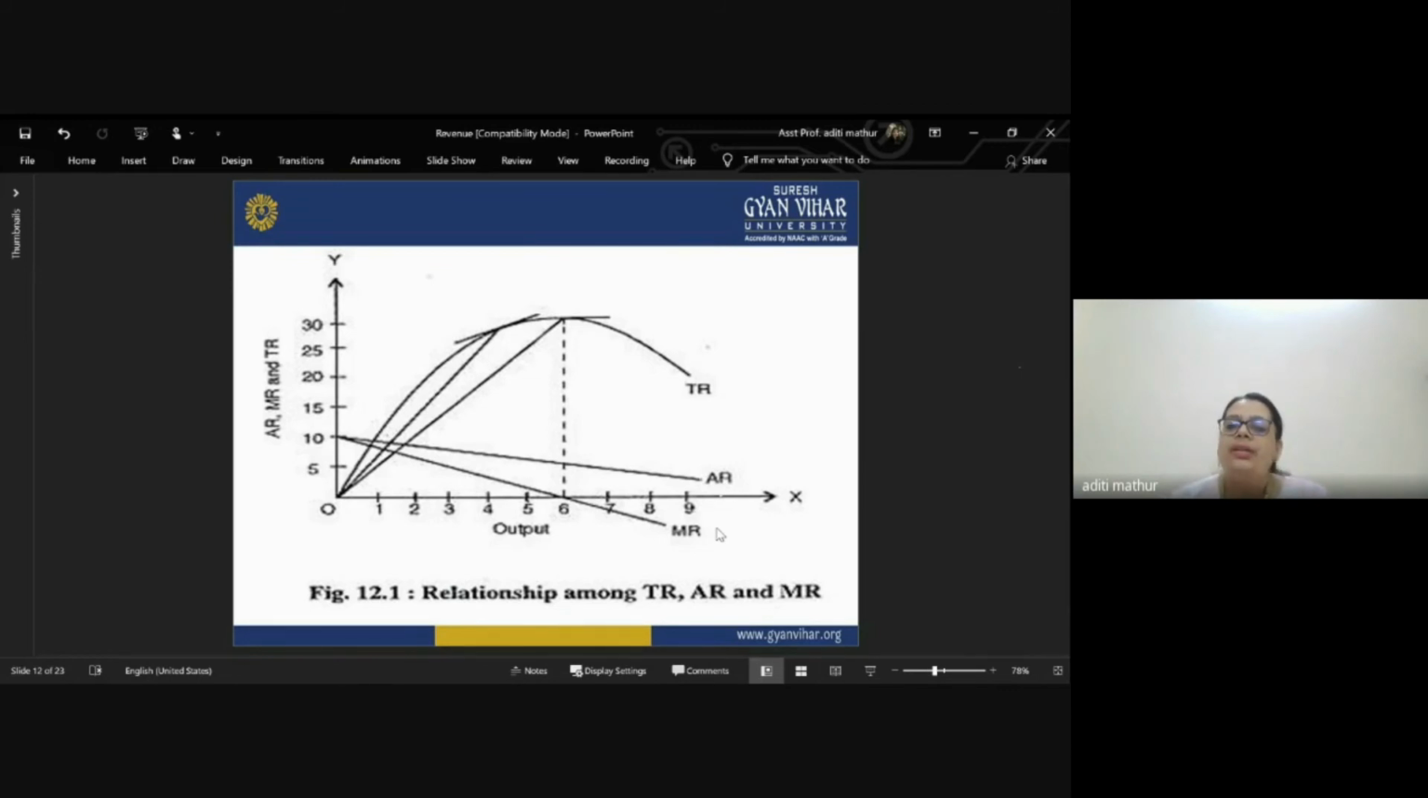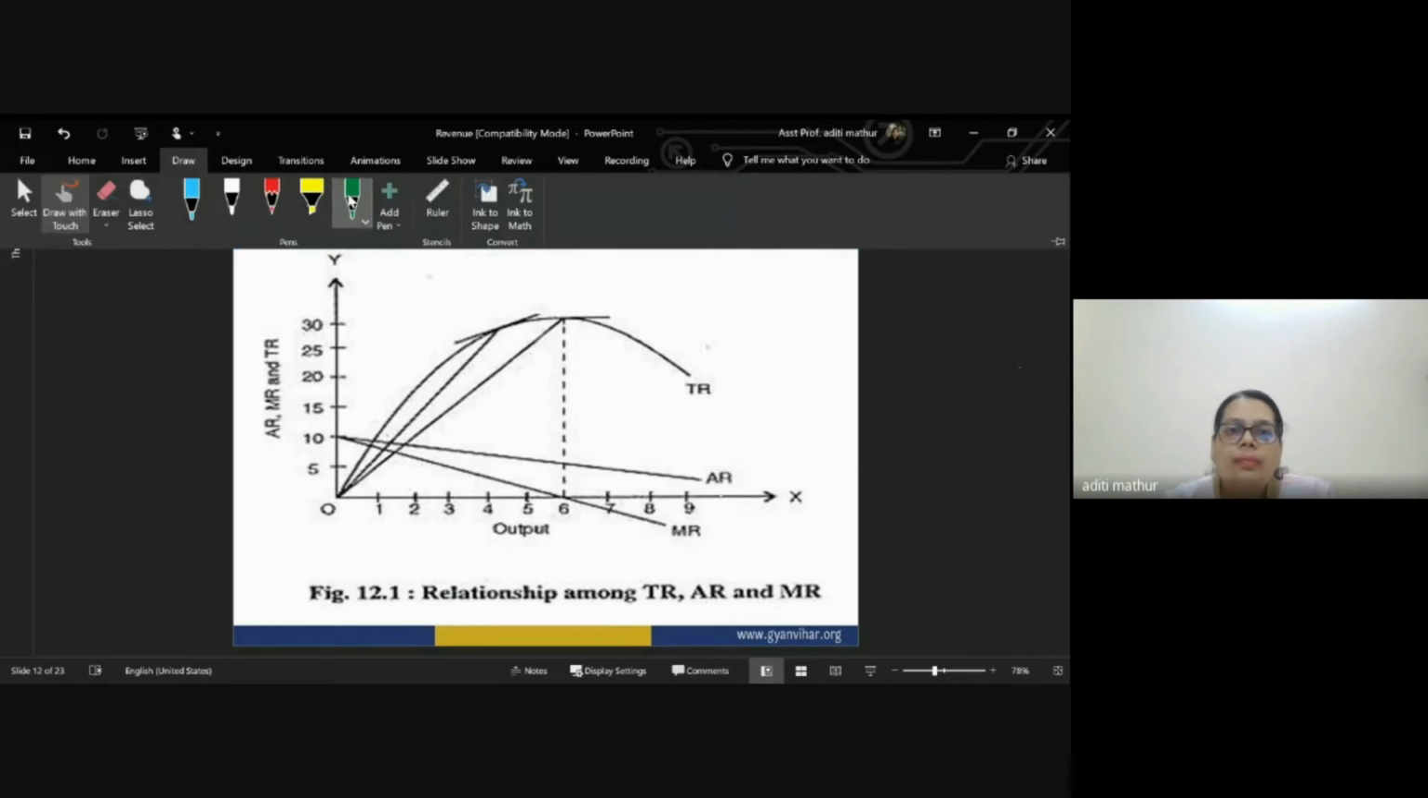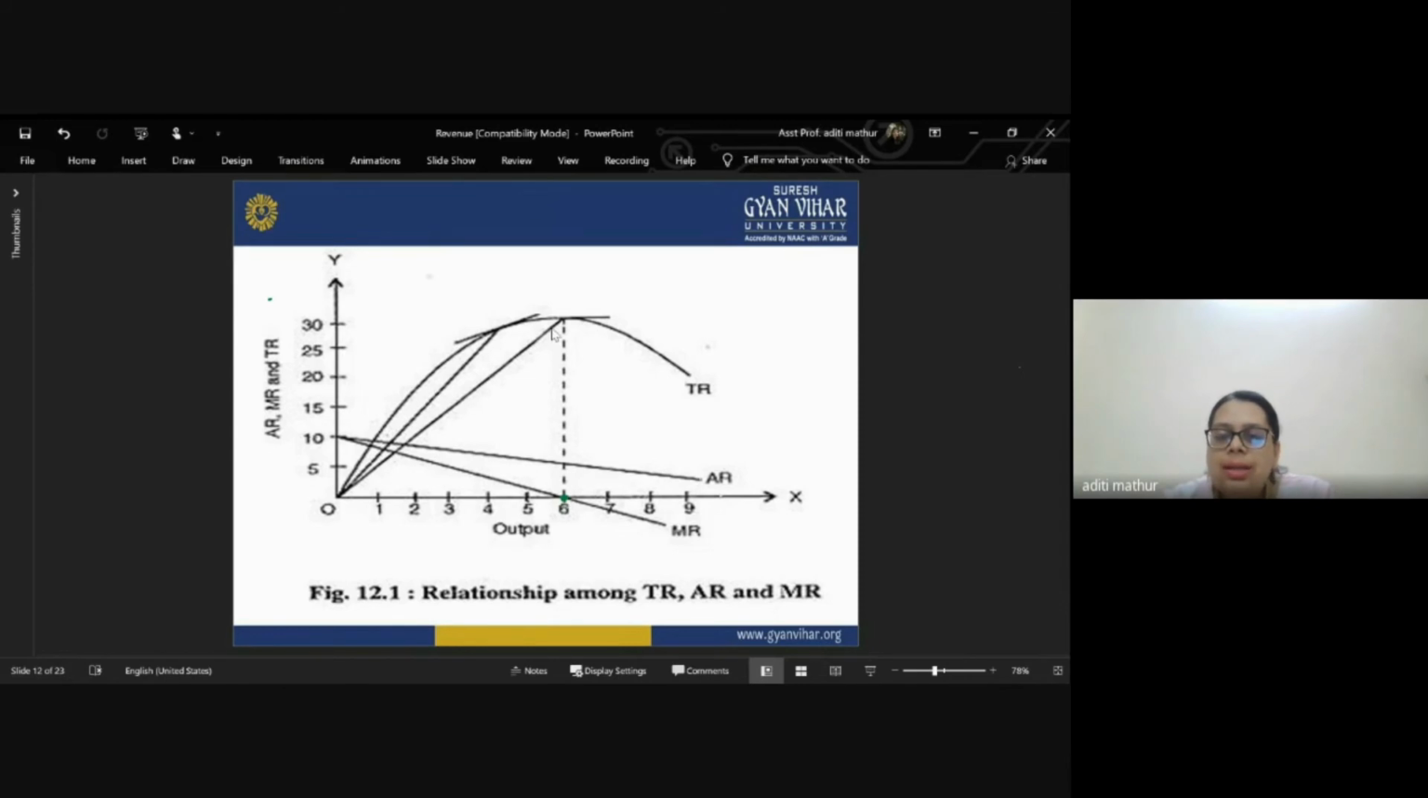So a few of the characteristics or relationships to be taken into consideration is that your MR is zero when your TR is at maximum. When your MR becomes negative, your TR starts falling. Can you see over here that your MR is 0, TR is at its maximum. Your MR has become negative, your TR has also started declining. It is falling, right? And the moment your MR is positive, your TR is increasing, because the moment it touches the x-axis and becomes zero, it is at its maximum, and the moment it becomes negative, the TR starts falling.